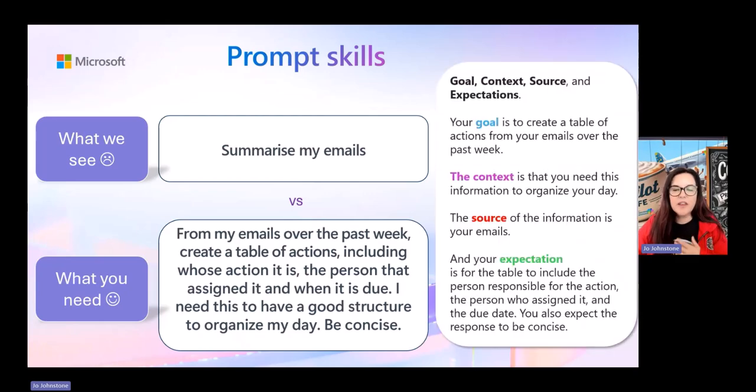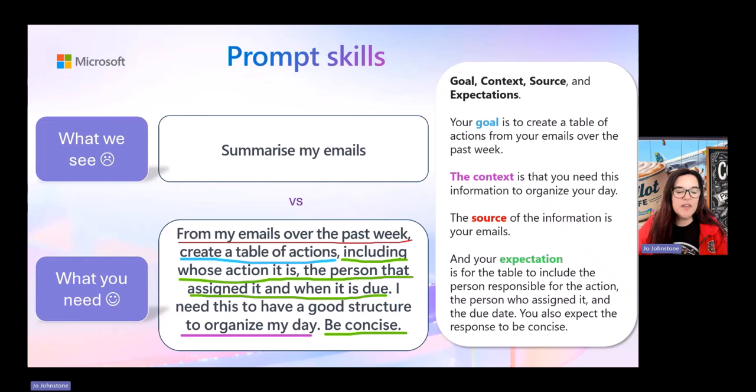clear. So if we take our GCSE method here and we align that, the goal is to create a table of actions. The context is that I need to organize my day. The source is emails from the past week. And then the expectation is that for the person assigned, I'll be able to see what action is aligned to who it's assigned to and when is it going to be due, and I need it to be concise. So again, GCSE.